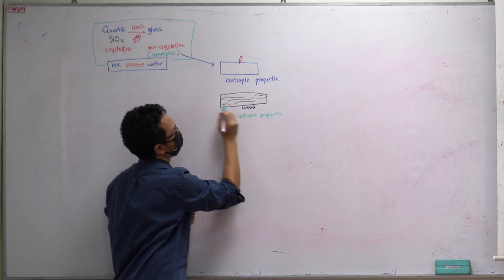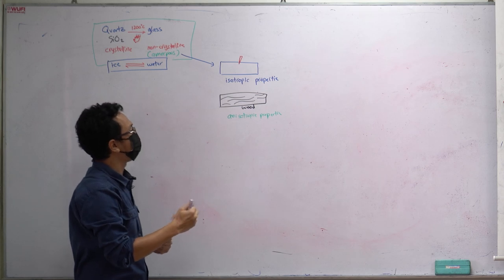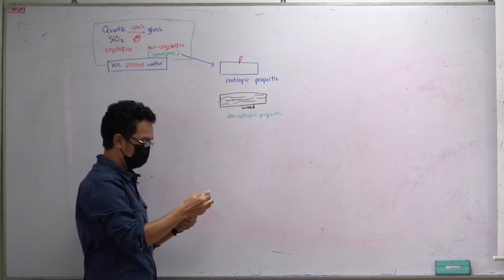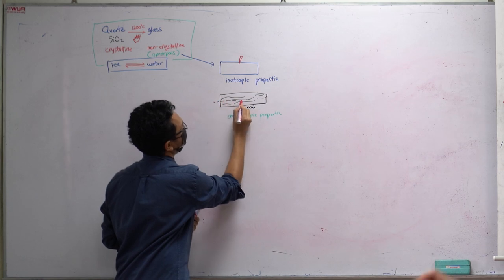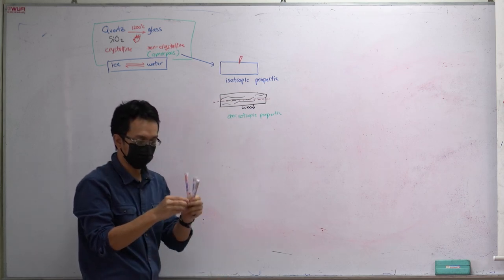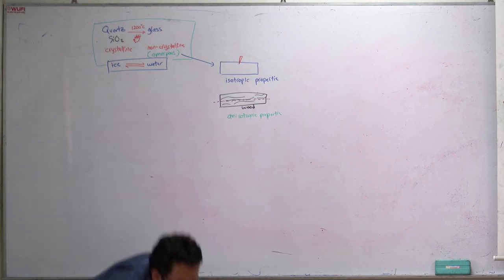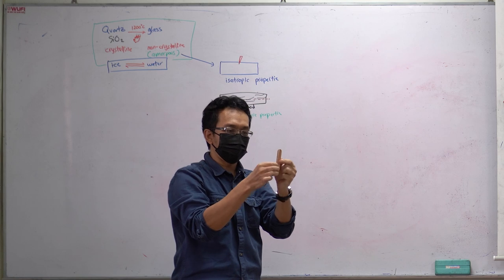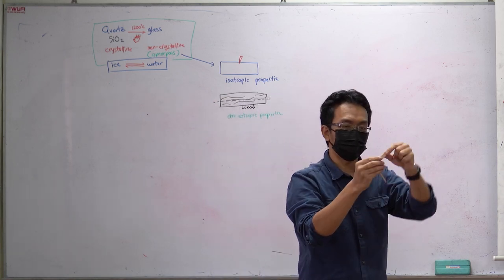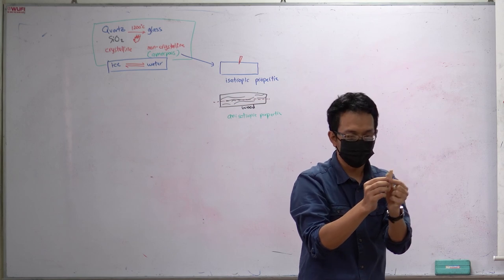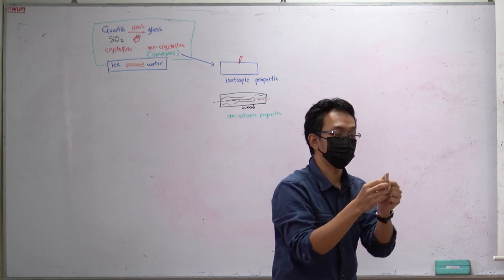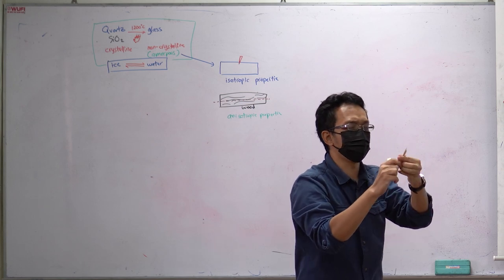Properties are directional. You can cleave this thing along the grain easily, meaning you can crack it along the grain much more easily than you crack it vertically. When I crack like this, you can see that it is sharp and very long, directional. But if I try to break it the other way, it just snaps. But if you snap in the other way, you get a clean snap.